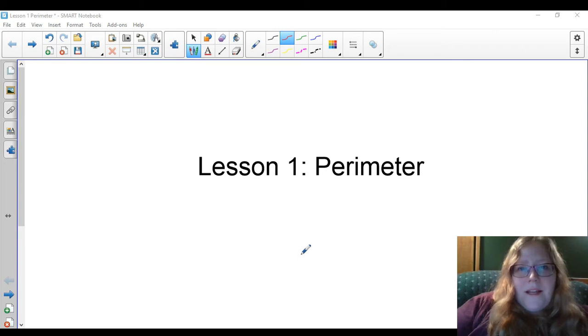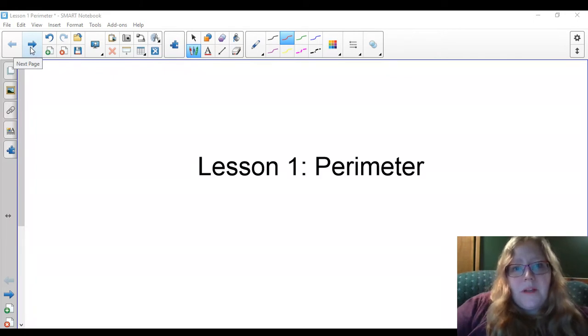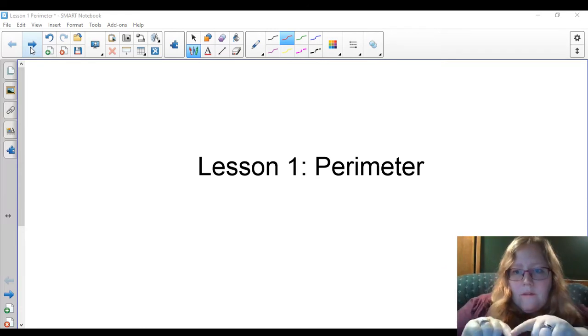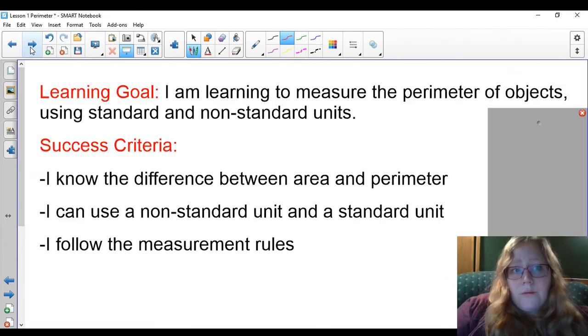Good morning. Today we're going to do a lesson on perimeter. Last week I asked you to watch a little video and it told you the difference between area and perimeter. So perimeter is when you measure the outside of objects, around the outside, and area is when you measure the inside of an object. Today we're going to focus on perimeter, the outside of an object.